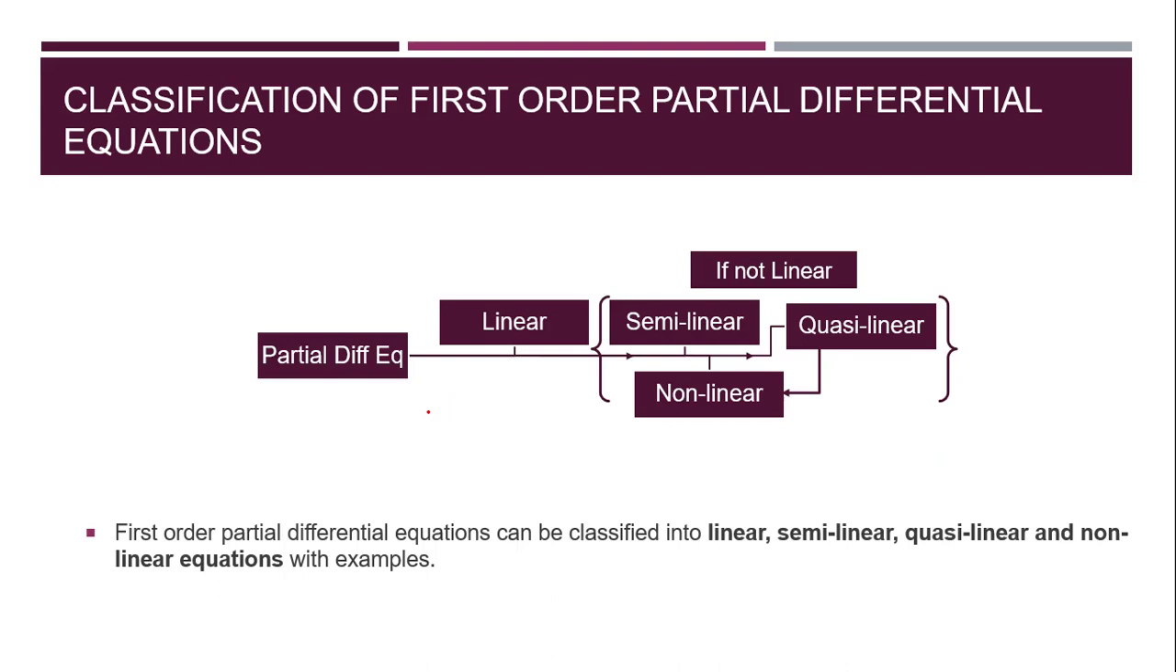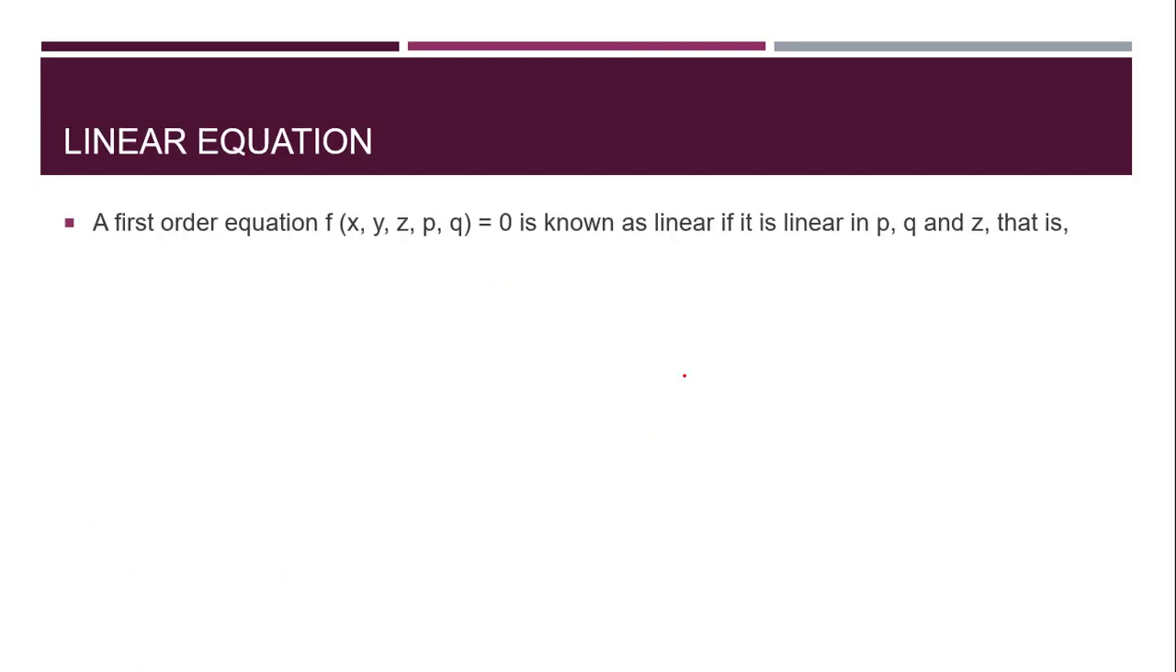Here we have learned that the classification of PDE can be done as linear and non-linear, but if I dive deep into it, then we are not saying it is only linear and non-linear, but a linear to non-linear is a whole path: if it is not linear, it could be semi-linear, it could be quasi-linear, and if not, then it is non-linear.